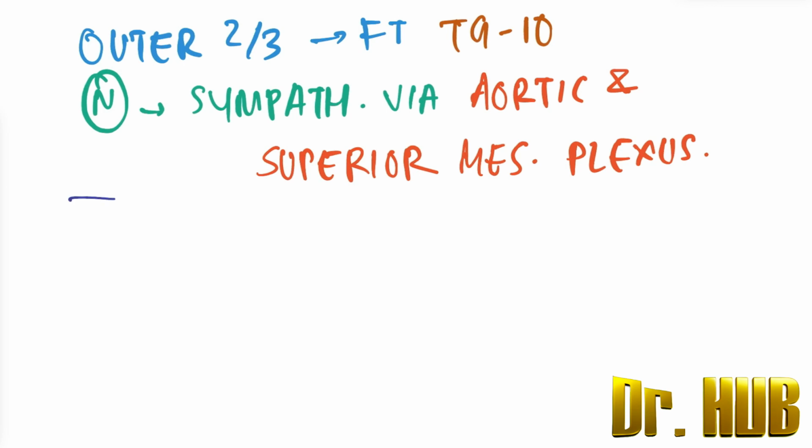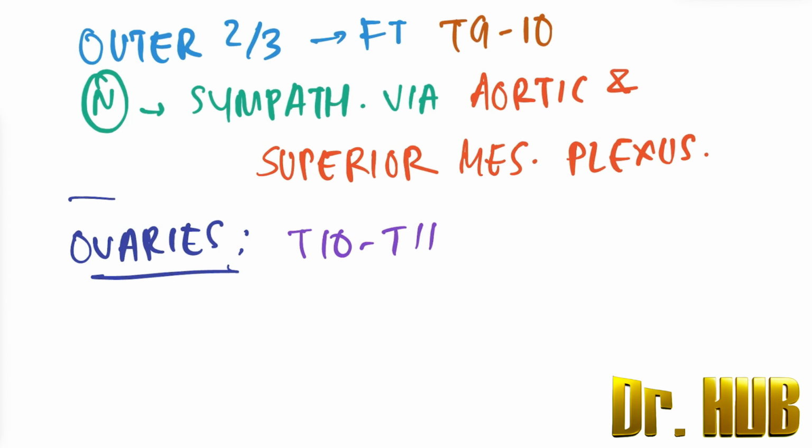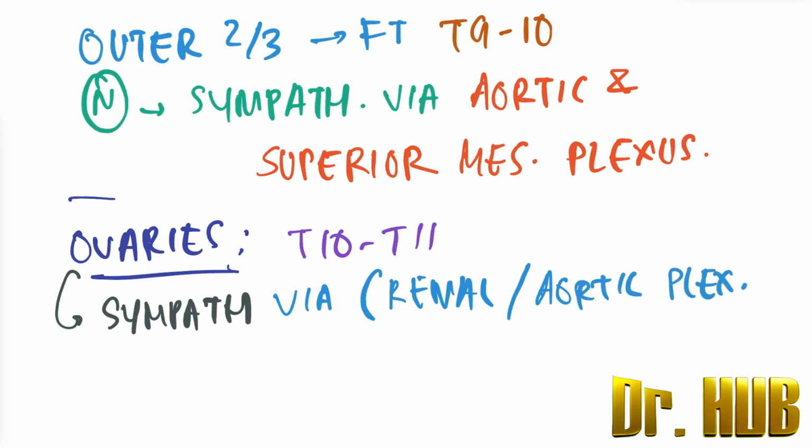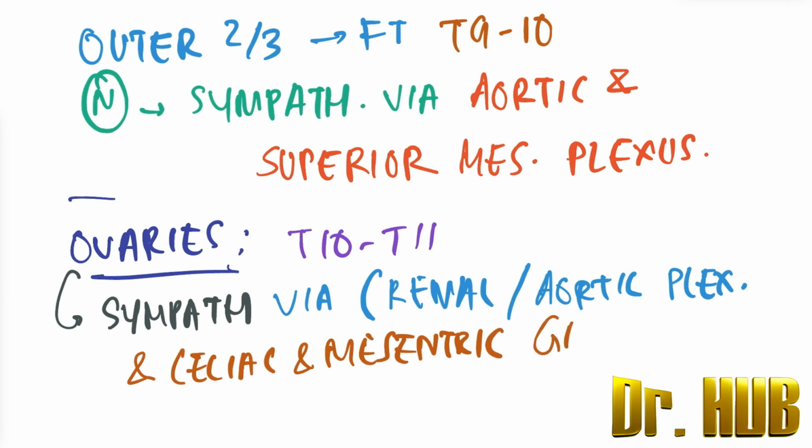Then we look at the ovaries. The ovaries are supplied by the spinal segments T10 to T11, and the nerve supply is sympathetic, via the renal and the aortic plexus, and the celiac and mesenteric ganglia.